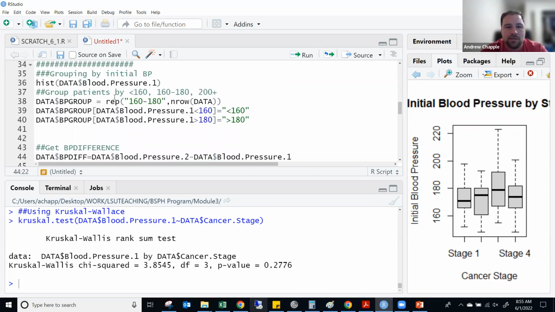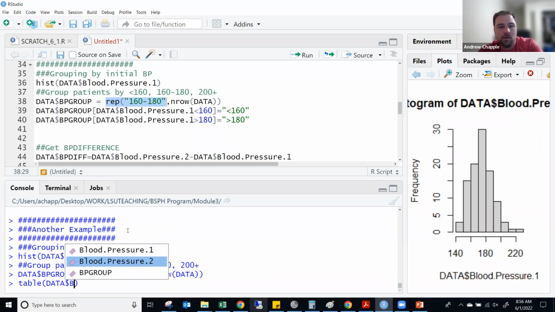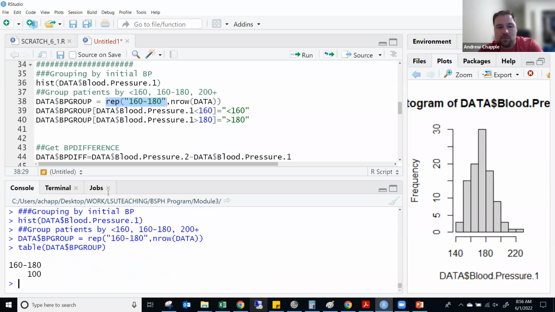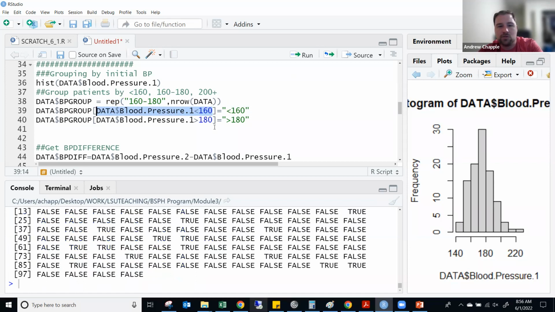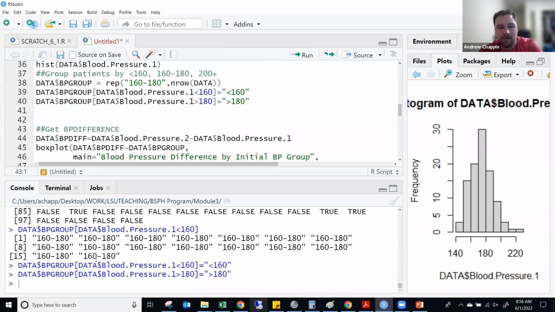So all this code is doing is creating these blood pressure groups. I can look at it, right? So the first line is just going to create all the same blood pressure group. This rep command is basically saying, hey, look, I want you to repeat this character string 160 to 180 in row of data times. Say table data BP group. You can see that here. This is my BP group. It's all 160 to 180 right now. And then I'm saying, hey, look, find all the ones where the first blood pressure is less than 160. This is going to turn into trues and falses. Right now, this is what they look like. They're all 160 to 180, but I want to replace them with less than 160. Do the same thing for less than 180.